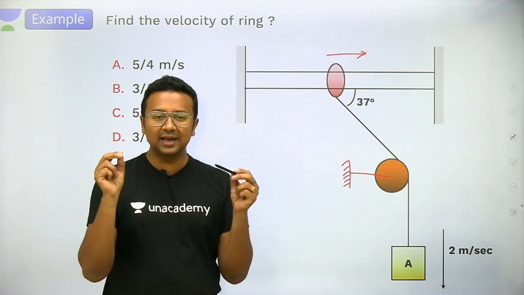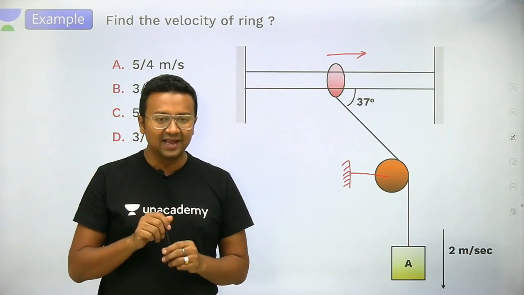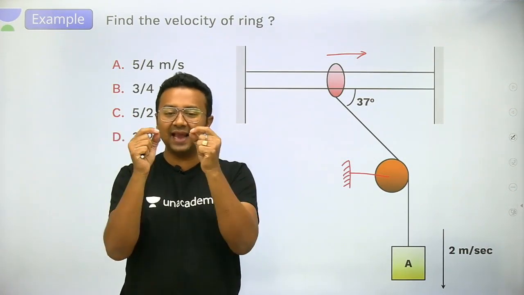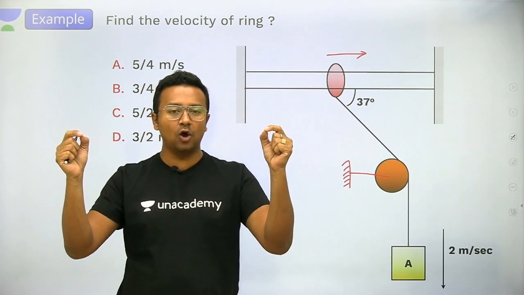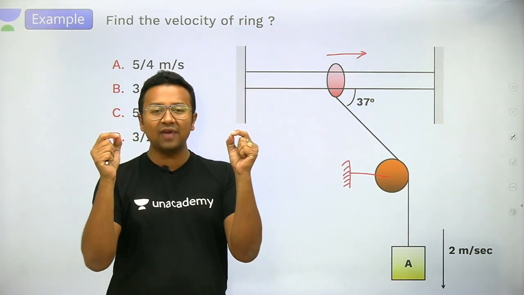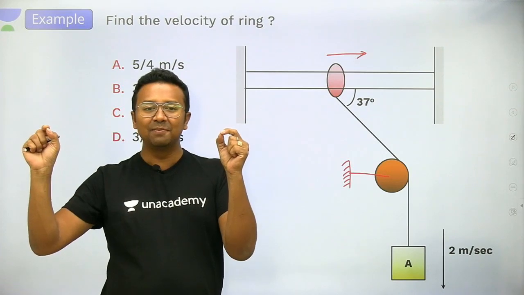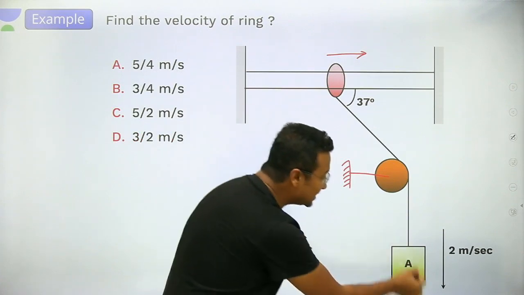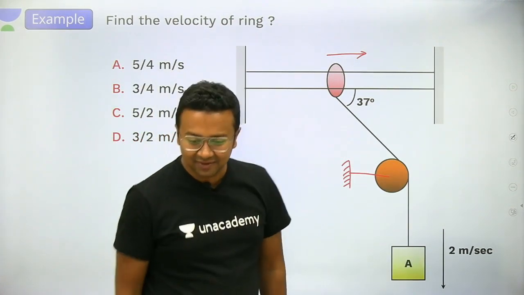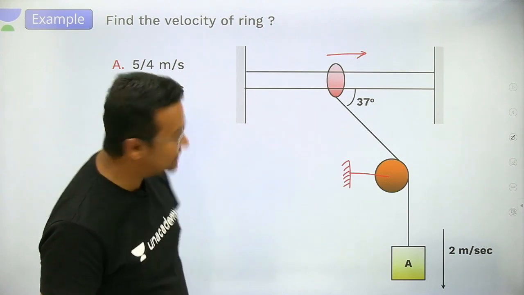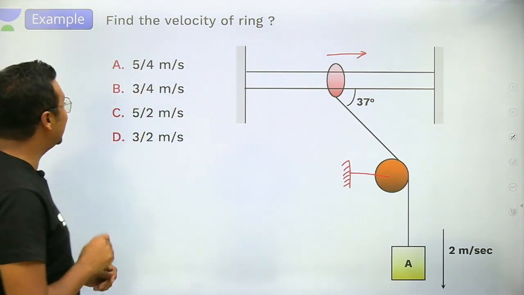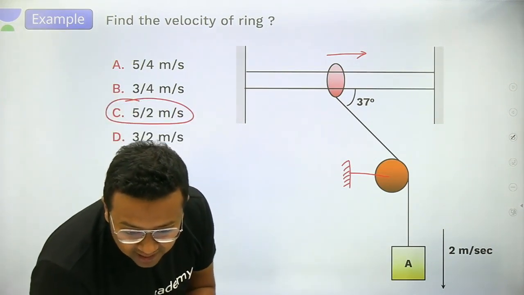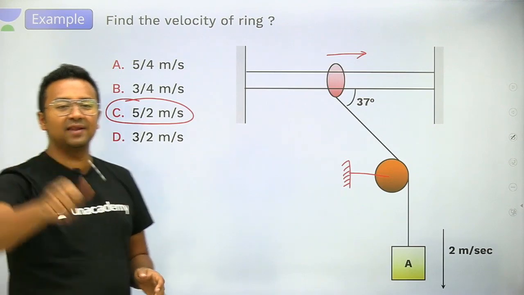Once you have understood the constraint relation for strings, see, simple idea, a string at every point is neither going to compress nor going to elongate. So the velocity of every point on the string must be the same. That is the only idea out here. Some of you are answering this particular question, 5 by 2, yes, it is the right answer. Who gave me the right answer out here? Adil, awesome. You've done a very good job.